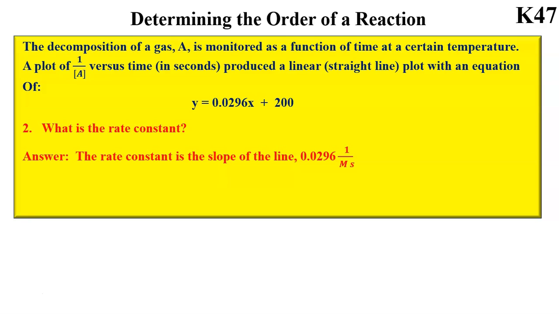So the second question is, what is the rate constant? Well, the rate constant, just as it was in the last example, is going to be the number in front of the x. So the rate constant is the slope of the line, which is 0.296.